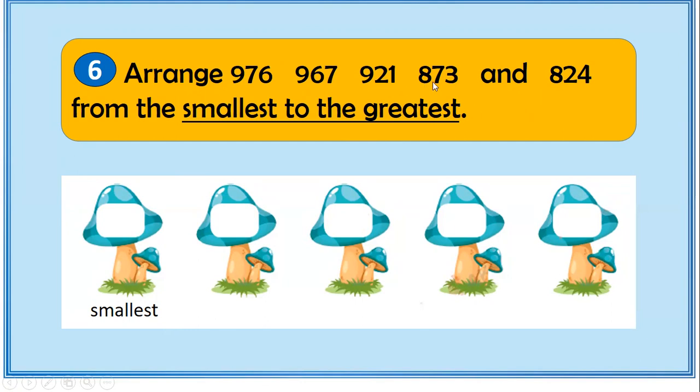So the 8 is smaller than 9. Okay, next, we need to compare these two numbers. So 8, 8, 7, and 2. 2 is smaller than 7, so therefore 824 is our smallest number, followed by 873. So what is next? Okay, so we have here 999.